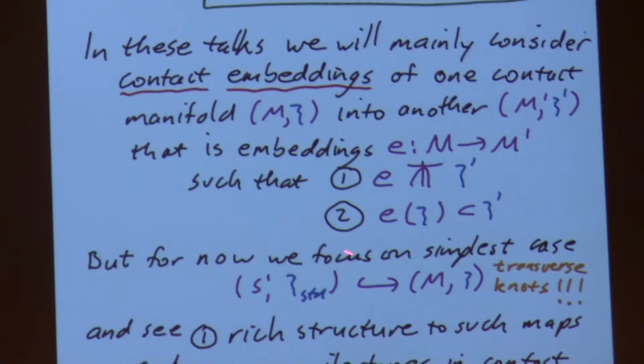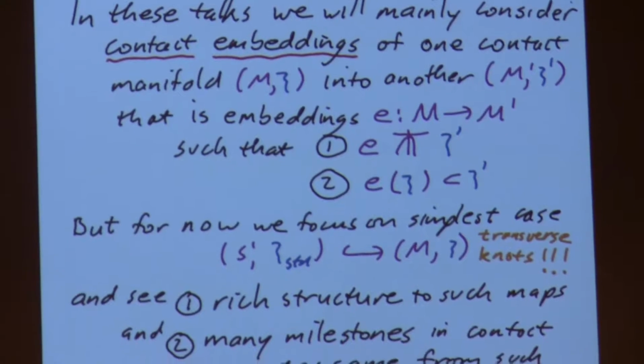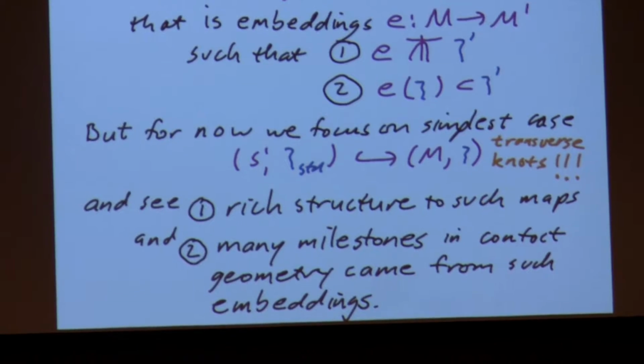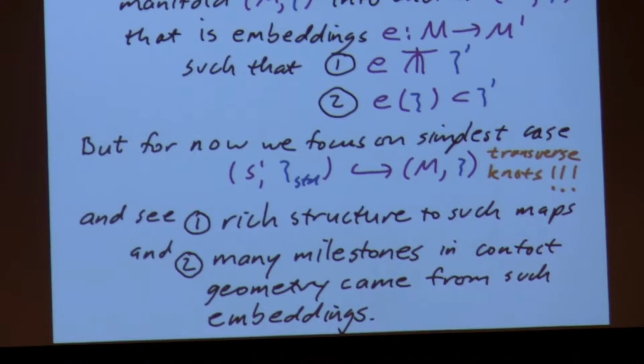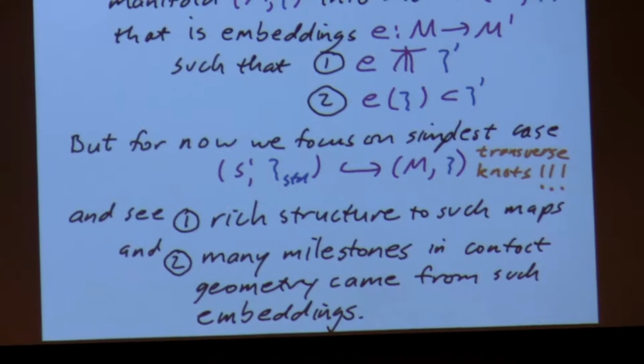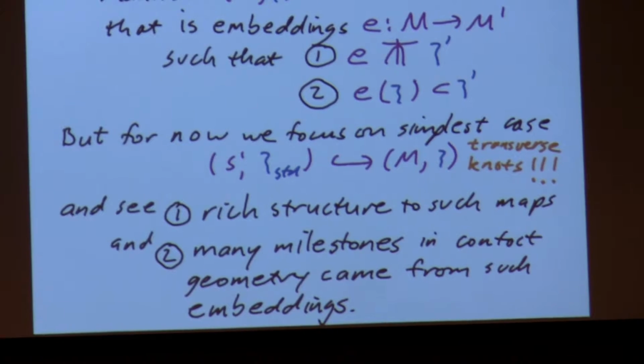Another way to say that is if you had a submanifold of M', you would call it a contact submanifold if it's transverse to the contact hyperplanes, and the induced hyperplane on that manifold is a contact structure itself. And so a contact embedding is simply an embedding such that its image is a contact submanifold with the same contact structure you started with. And so these are the things we're going to be mainly interested in.